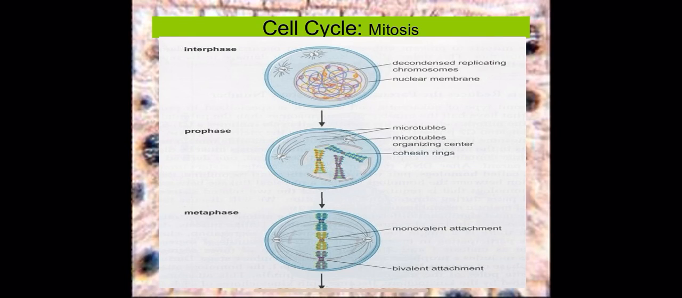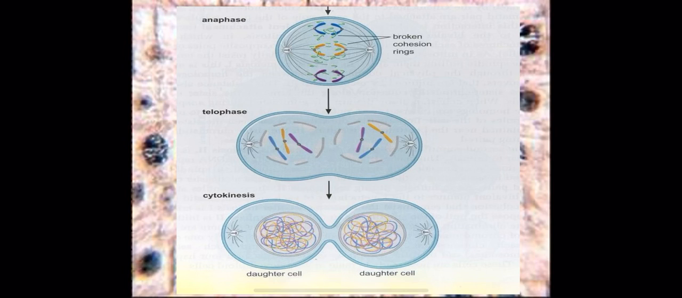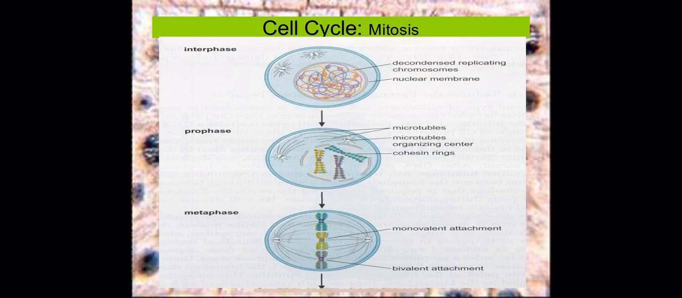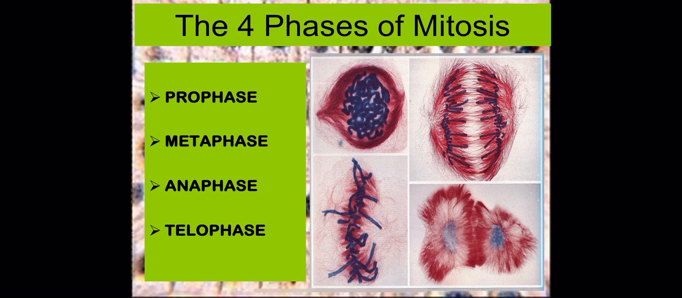Then lastly, this little slide section here is going to show you the different phases from interphase through cytokinesis, almost like a time lapse if you go through that. Okay, so 4 phases of mitosis. Take a look at these pictures. Take a second by yourself and see if you can match them up. Which one is prophase, metaphase, anaphase, and telophase?